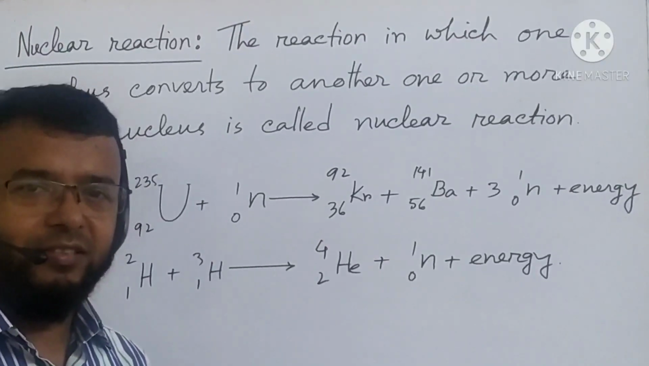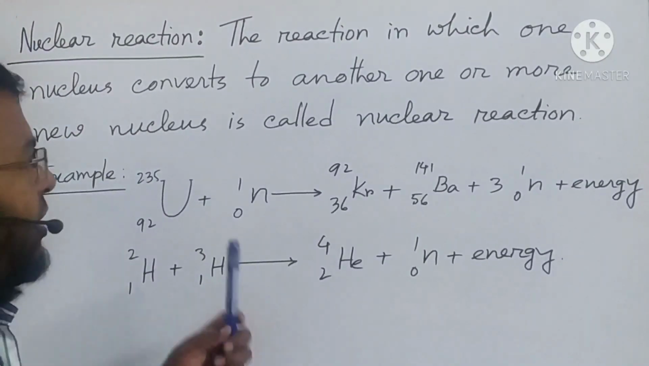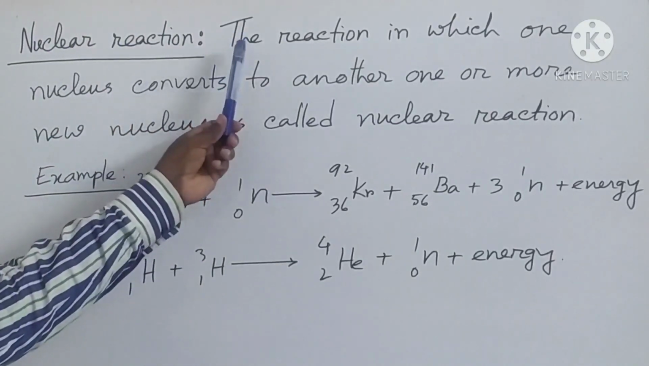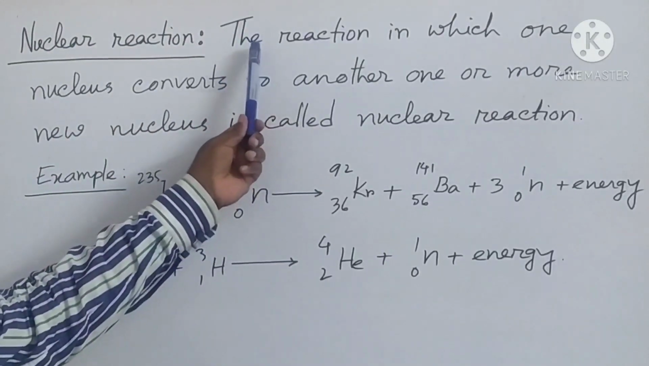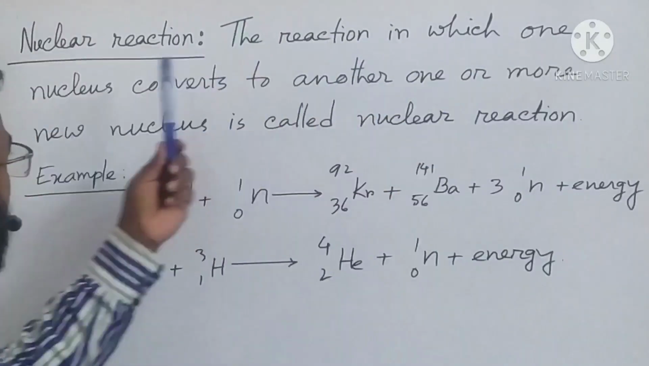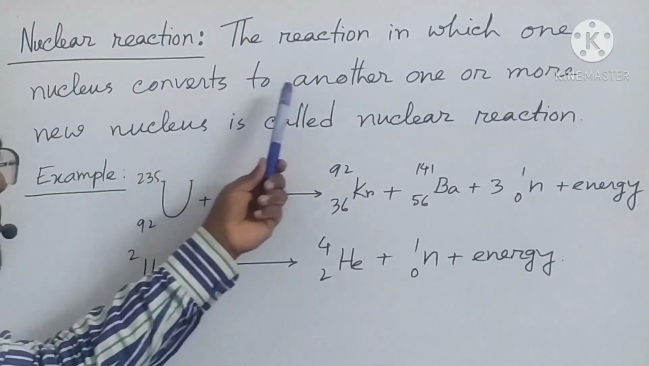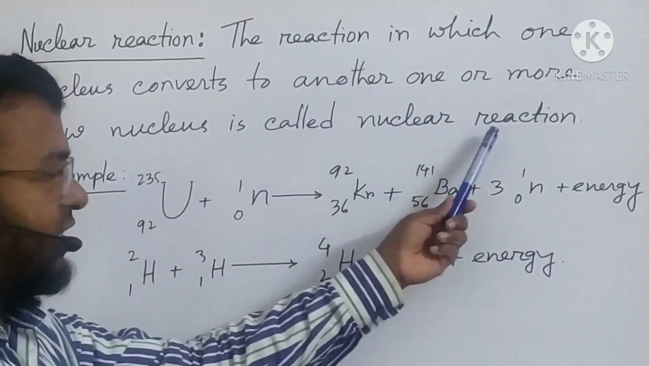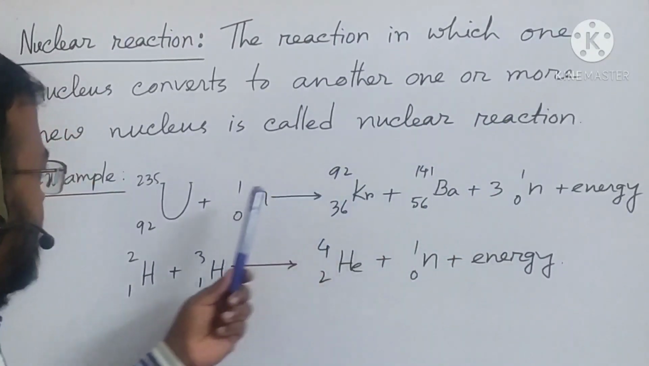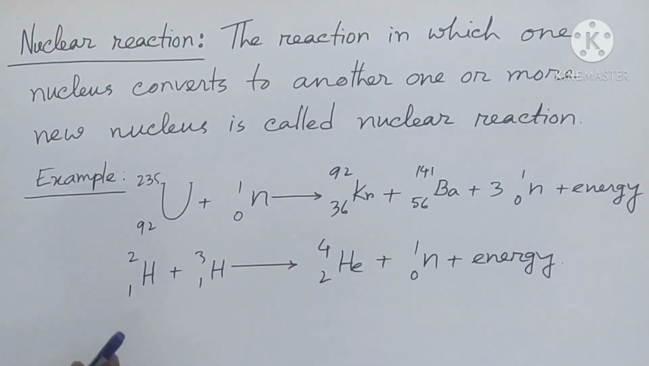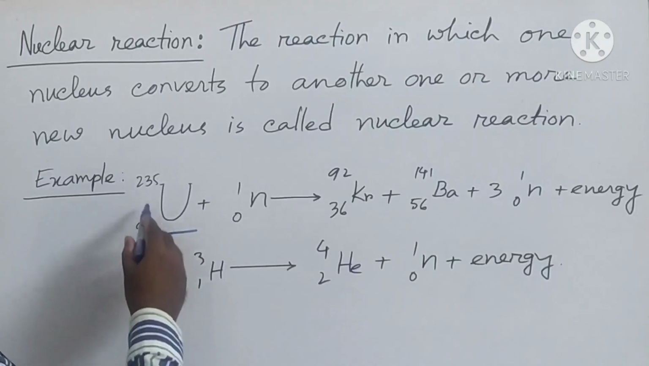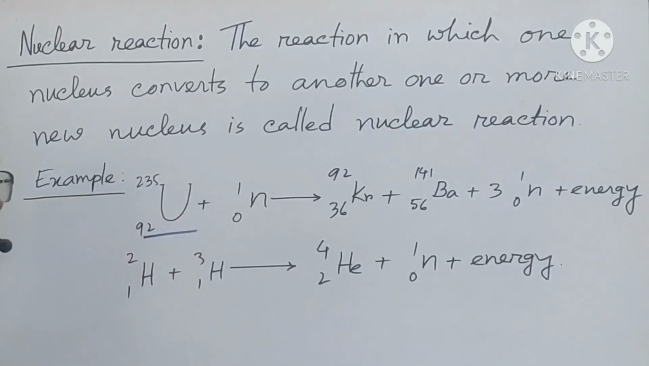Dear students, today's next question I have written: what is nuclear reaction? All of you see that I have written the answer. The reaction in which one nucleus converts to another one or more new nuclei is called nuclear reaction. So here all of you see that it is uranium, its atomic number 92 and mass number 235.